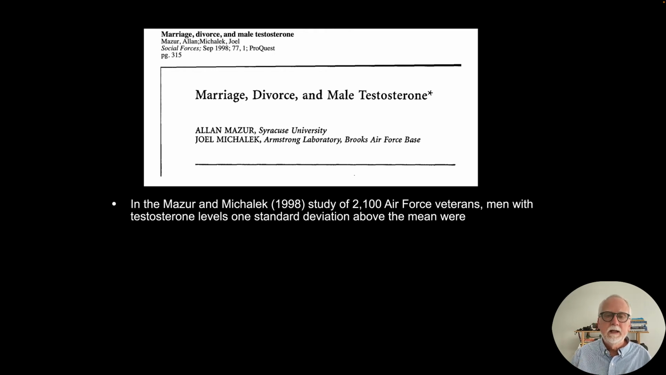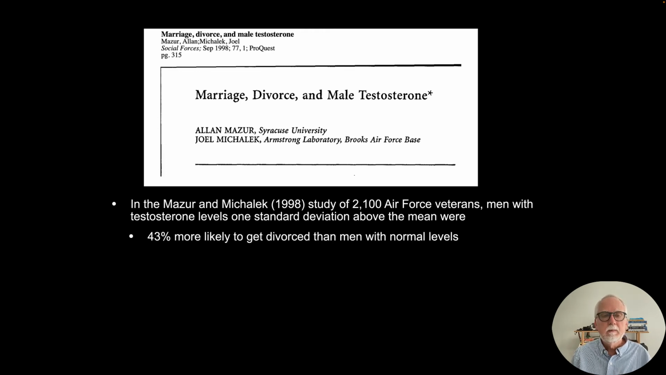And all of the men in there, they can look at in terms of the distribution of testosterone levels. And they particularly focused on the men who had testosterone levels that were at least one standard deviation above the mean. So they're up there in the top 15% in terms of how high their testosterone levels are. And among those men, compared to all the other men in the sample, they were 43% more likely to get divorced than men who had more normal levels of testosterone.